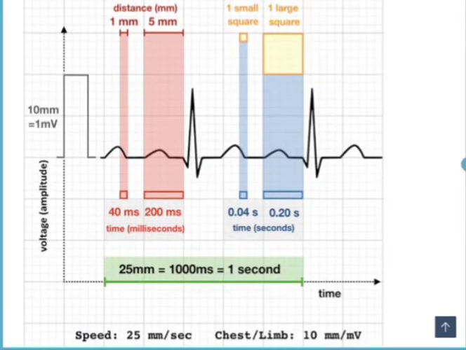On the x-axis there is time shown, and on the y-axis it is the voltage shown. In normal ECG settings, when you see the ECG strips, you will see that it is written 10 millimeter is equal to 1 millivolt. On every ECG rhythm strip, it is written. Usually, sometimes it is 5 millimeter per millivolt in the limb leads, and 10 millimeter is equal to 1 millivolt in the chest leads. So there is a slight difference, so don't get confused by that.